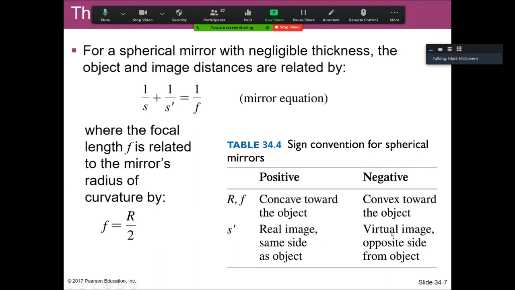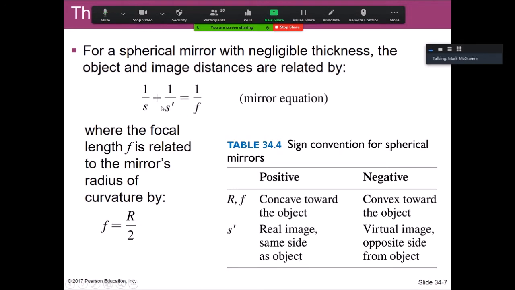What you've got to remember though down here is the following. When it comes to R or F, concave toward the object is positive, convex toward the object is negative. Okay? Your S, which is the object distance, well, you're always going to have your object on the same side of the mirror as the curvature for the concave. So S is always positive. But S prime can be negative.